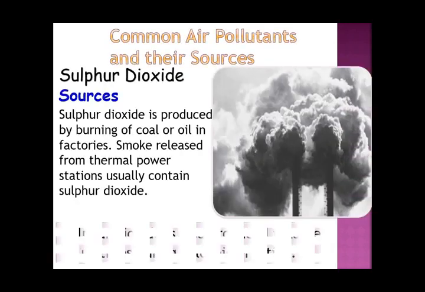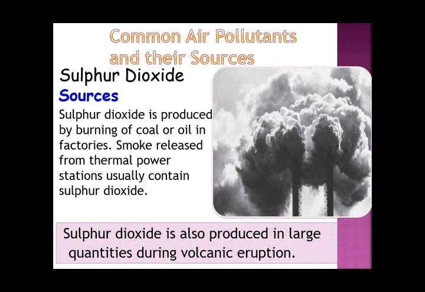Sulfur dioxide. Sulfur dioxide is produced naturally by the decomposition of organic matter and during volcanic eruptions. But due to certain human activities, it is also produced, and particularly the combustion of fossil fuel. Sulfur dioxide is produced by burning of coal or oil in factories. Smoke released from thermal power stations also contains sulfur dioxide. Sulfur dioxide is produced in large quantities during volcanic eruptions, but we know that this is the natural source.